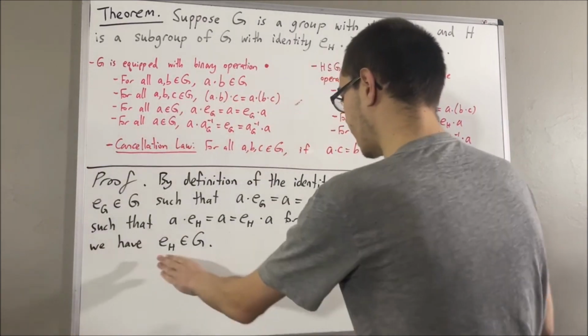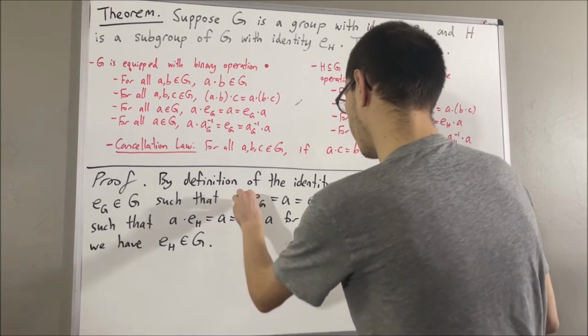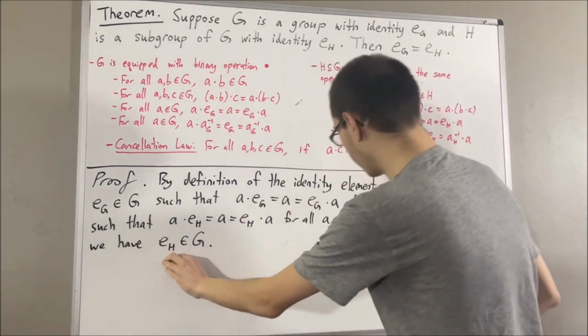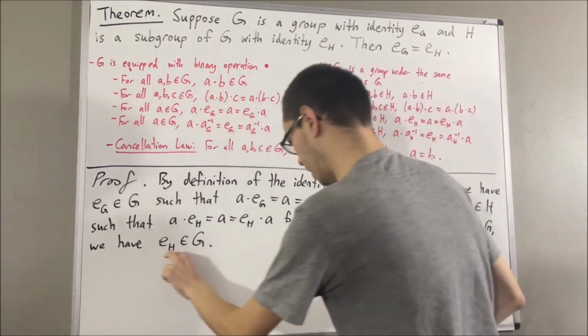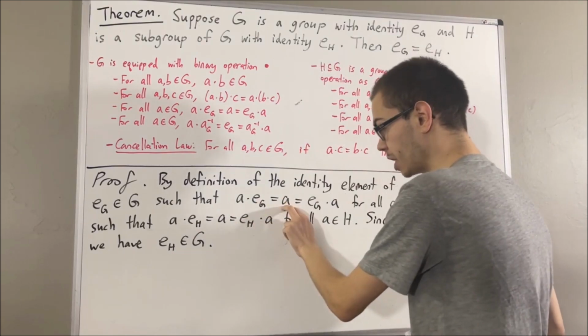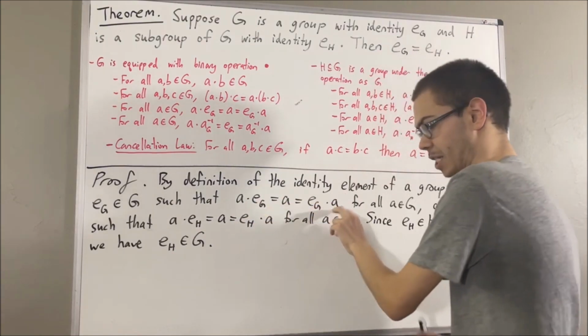Now, EH is an element of G, but remember, this statement works for every element of G. So in particular, it must work for EH. So taking A to be EH, we have that EH times EG is equal to EH, which is equal to EG times EH.